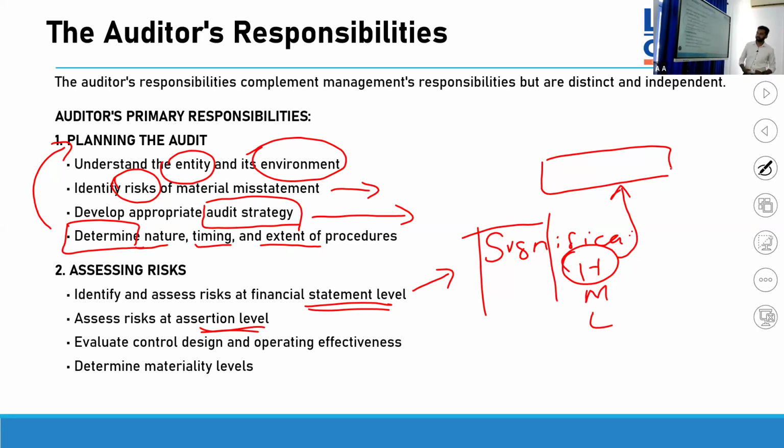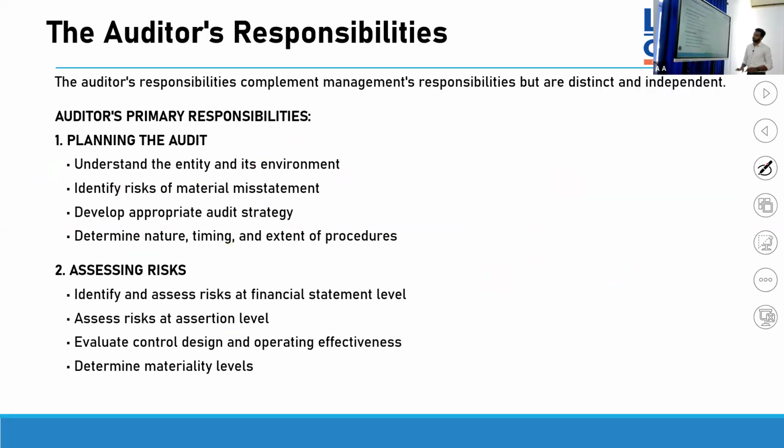Next one is assess the risk at assertion level, right? Which means normally financial statements are prepared based on management representations. Those management representations we call an assertion. So we will discuss this later. For the time being, just keep in mind at the time of assessing risk, we must assess the risk at the assertion level also, right?